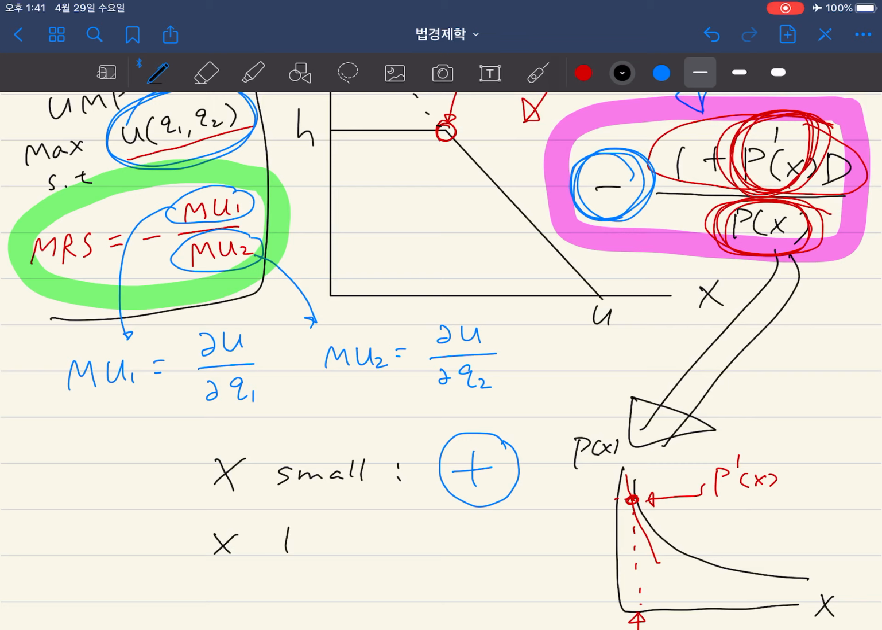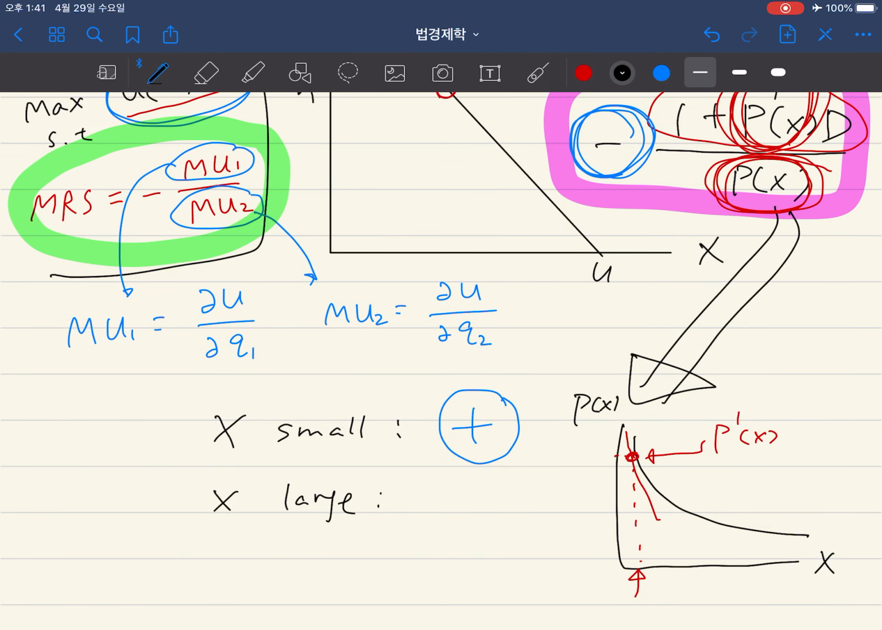What if x is a large number? Again, in this picture, suppose x is a big number, then we can see that if you look at this slope, it's getting very flat. It means slope is getting close to 0. So slope is getting close to 0 as x is increasing.